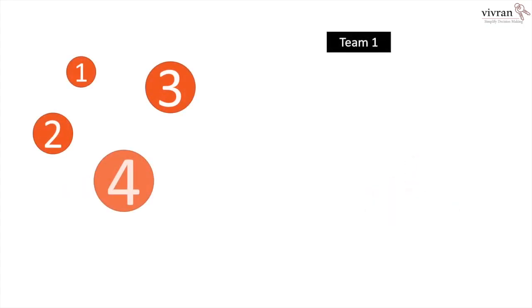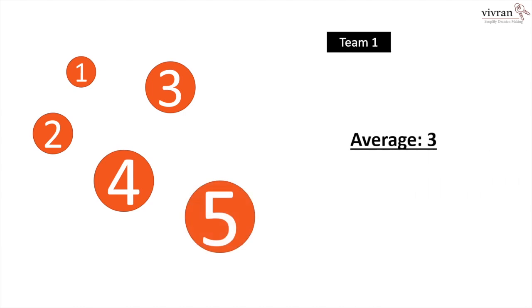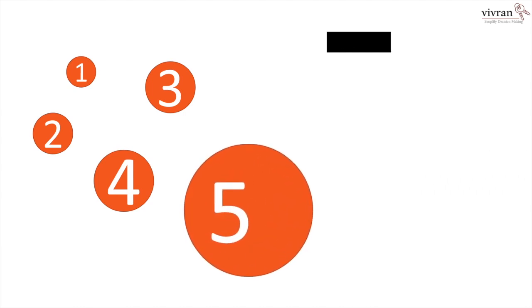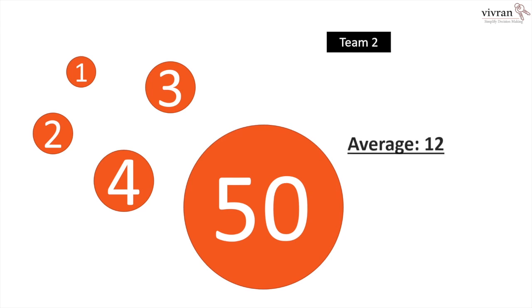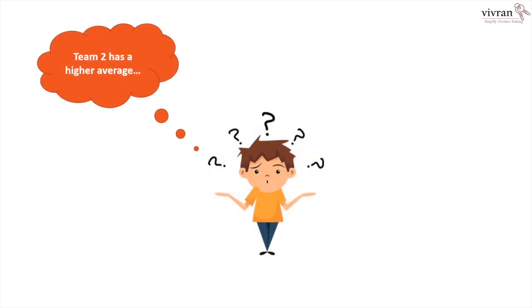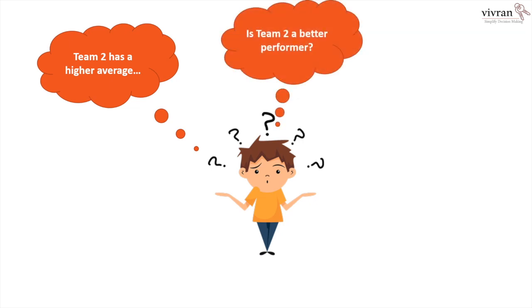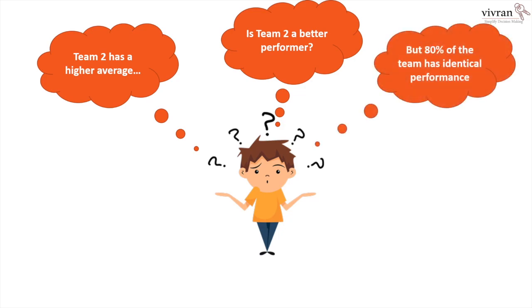Let's take a simple example. Team 1 has an average score of 3, whereas Team 2 has an average score of 12. But we can clearly see that none of the data points are centered towards the average score. By just looking at the average, usually we conclude that Team 2 has an overall performance much better than Team 1. But is it a true representation? Considering 80% of both the teams has identical performance.